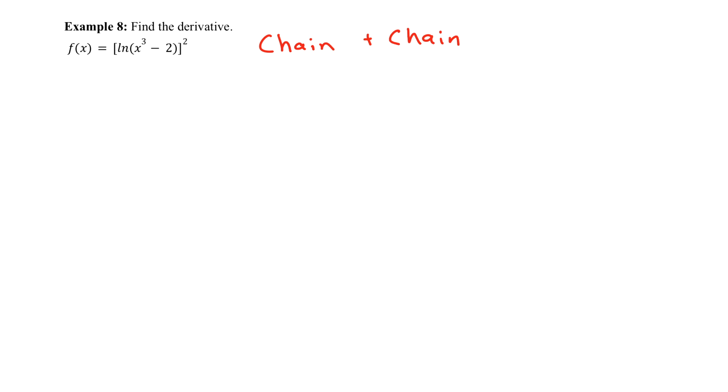I'm going to try and slow this process down, and here I'm going to go really back to basics. I'm going to try and go back to that four-step process that we talked about at the very beginning of this section. I'm going to take my inside function, my first inside function, I should say, to be natural log of x cubed minus 2. So I'm going to take u equals natural log of x cubed minus 2.